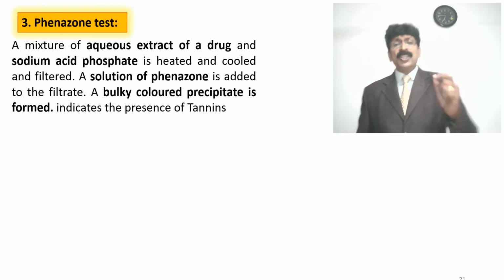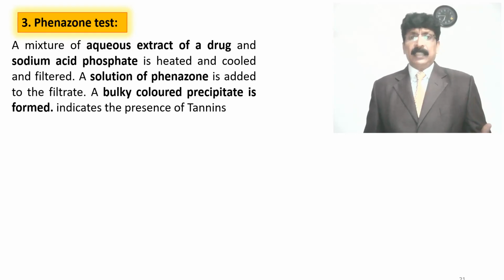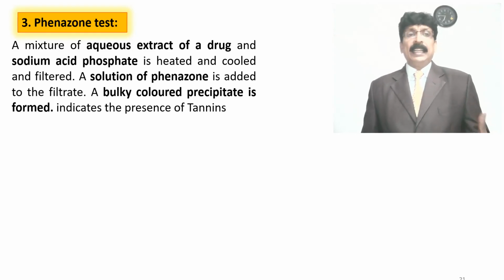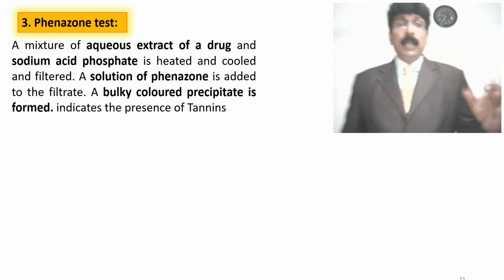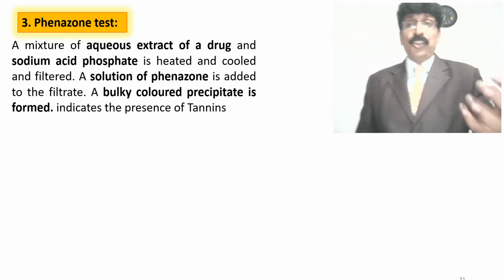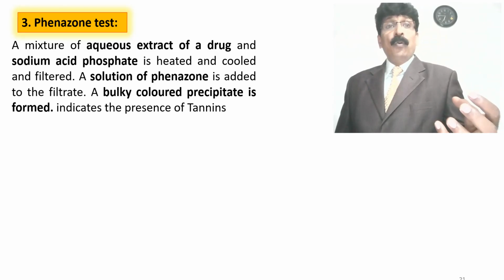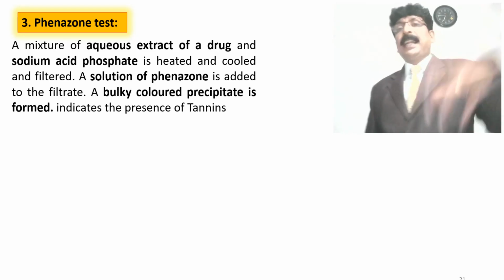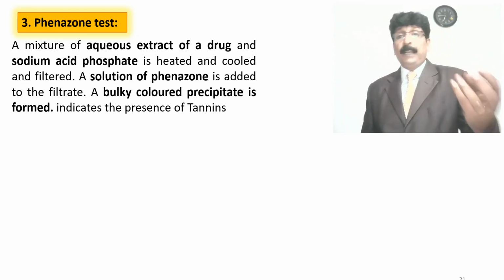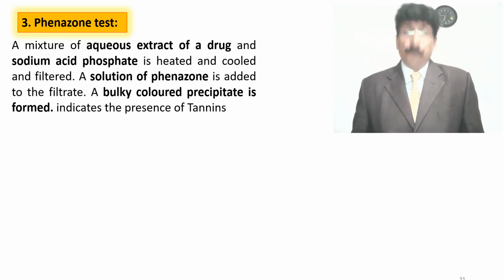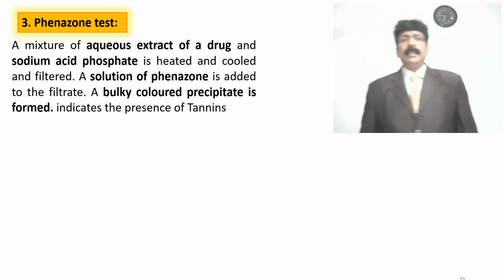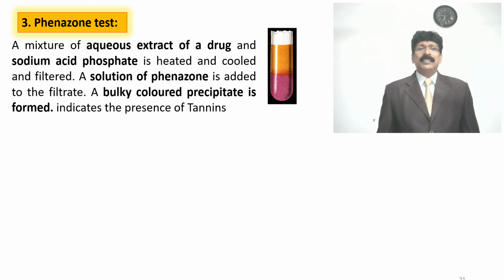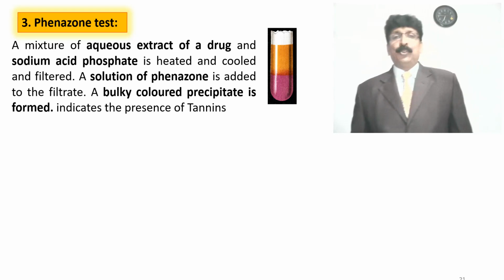And number 3, the phenazone test. A mixture of aqueous extract of a drug, that means a tannin containing drug, and sodium acid phosphate is heated and cooled, and then it is filtered. The filtrate which you collected, you keep in a test tube, and you add a solution of phenazone, not phenoxone, phenazone. A bulky colored precipitate is formed, which indicates the presence of tannin, as shown in the picture.